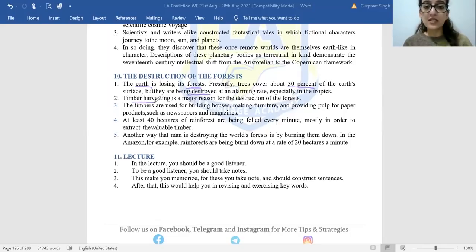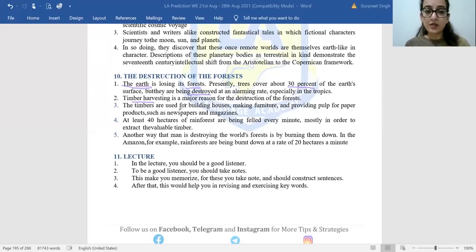Timber harvesting is given as one reason for the destruction of forests. See, saying timber harvesting is a reason for destruction of forests and saying Earth is losing its forests, definitely this sentence is much, much broader because it's talking about the whole planet rather than just saying that timber harvesting is a reason for destruction of forests. So obviously the planet as a whole comes first, and then comes one narrow reason for any destruction happening.